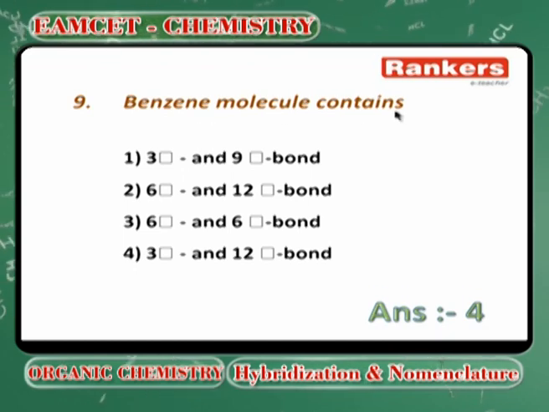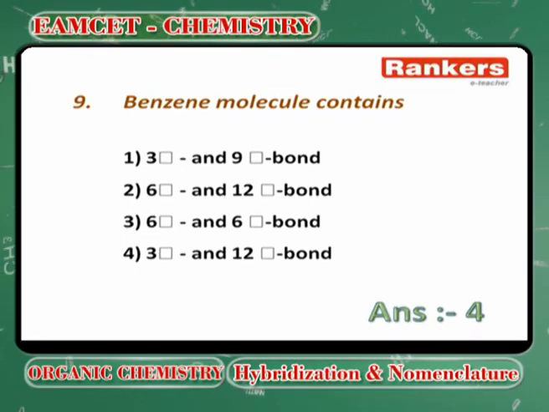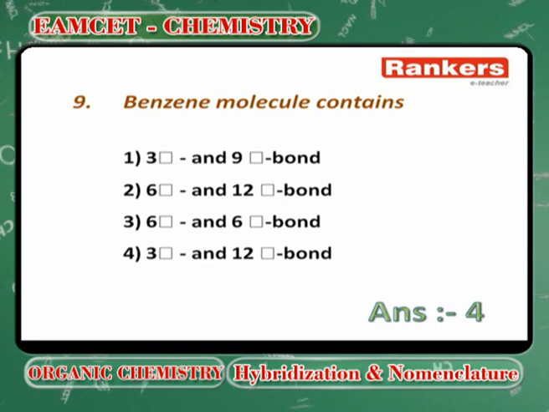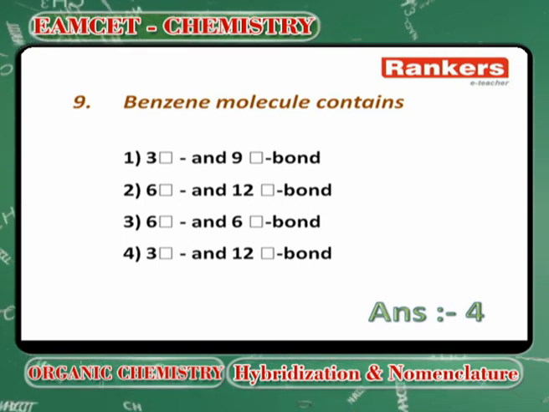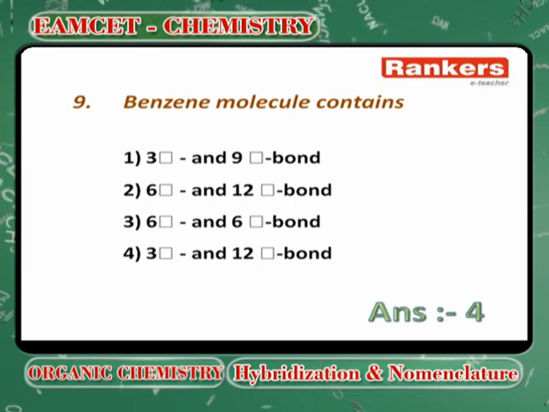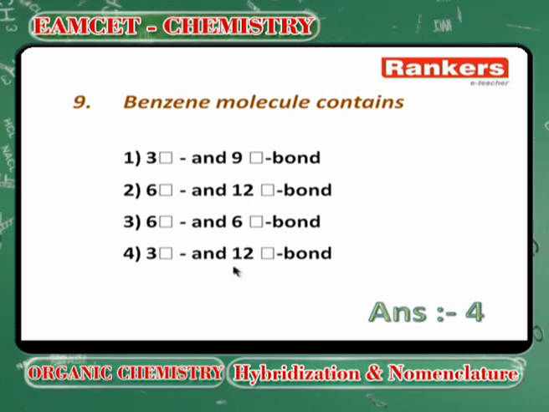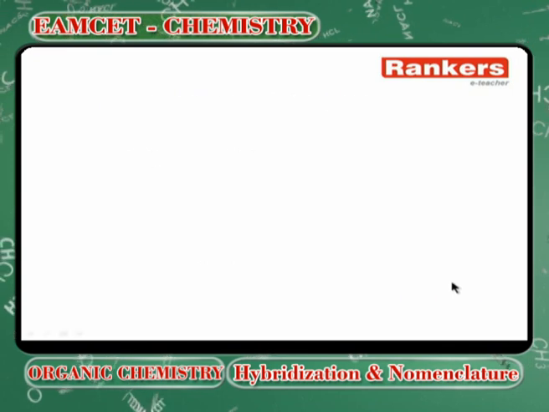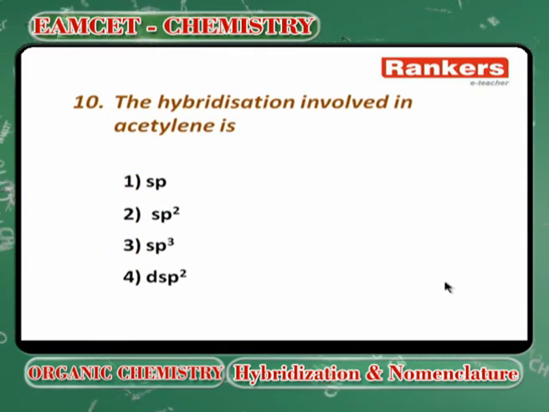The benzene molecule contains a number of sigma and pi bonds, he was asking. Once again, a repetition of the question here. The sigma bonds will be 12 and the pi bonds will be 3. Answer goes to the 4th option: 12 sigma and 3 pi.